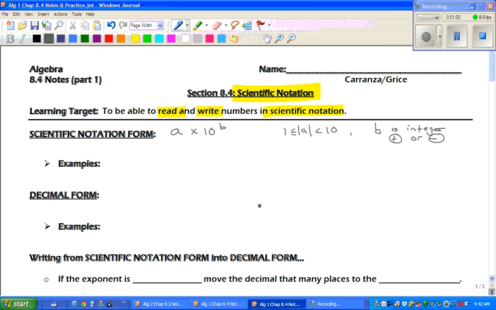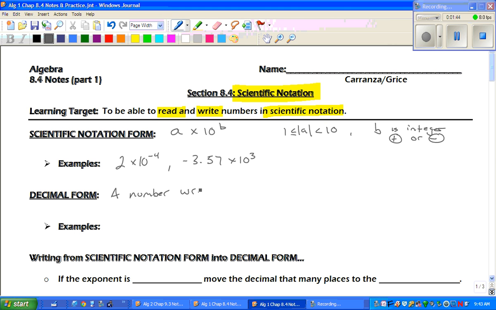So you've probably seen scientific notation before. Examples of it would be 2 times 10 to the negative fourth, negative 3.57 times 10 to the third. So that's what scientific notation looks like. A would be this first number. It's a number and then a decimal, every single time.